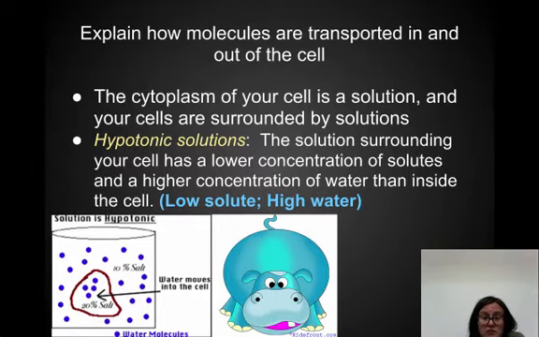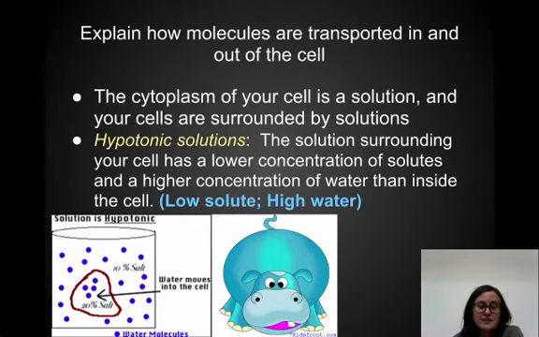So as we saw in the animation earlier, concentrations try to even themselves out, so things will move from high concentration to low concentration. So since the concentration of water outside the cell was higher, it will move inside the cell to equal it out.